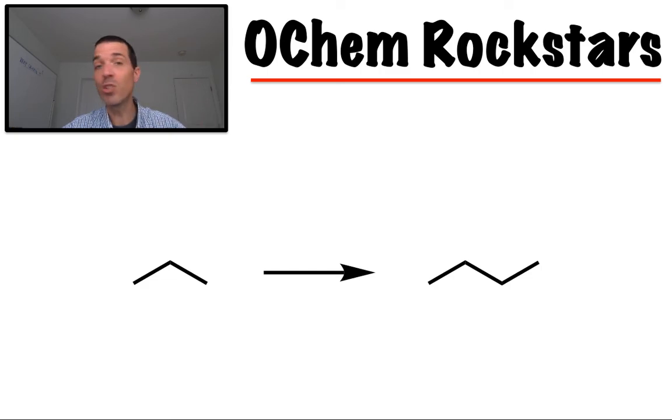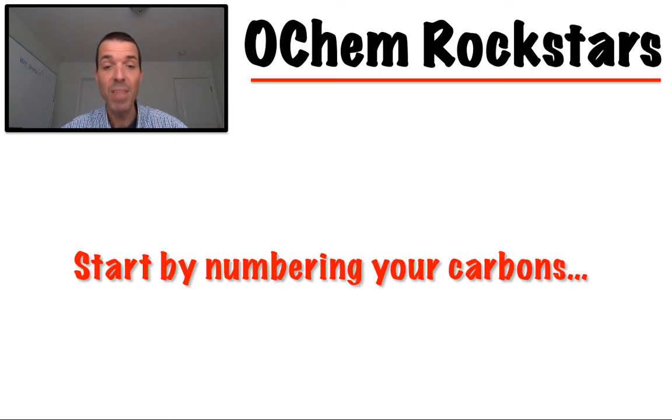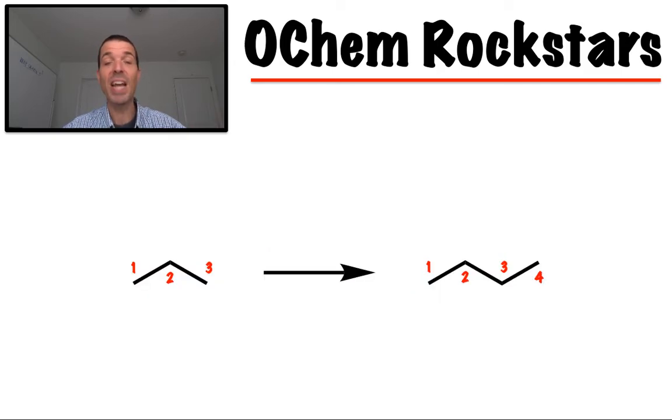What you first want to do is always number your carbons. You always want to see if you've added carbons, subtracted carbons, or stayed the same. So if I went in here and started numbering my carbons, I can see that on the left-hand side, I started with 3 carbons, and on the right-hand side, I've got 4, okay?